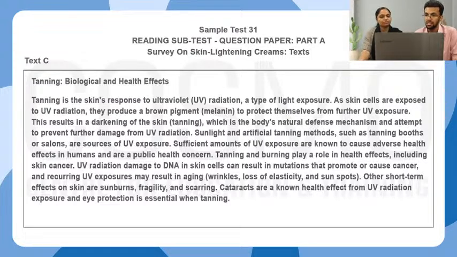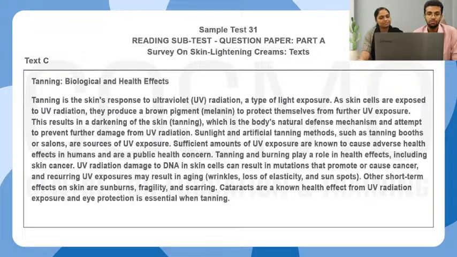Yes, the keywords are vital and darkened skin. So what are the synonyms for these keywords in this text? Yeah, Alfie got it right. Akila got it right. They found out the synonyms. Alfie has put the answer. Yes, the answer is eye protection.